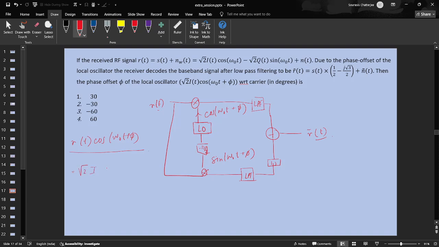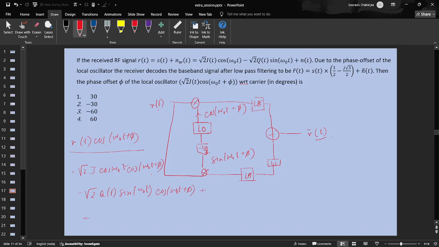Root 2 I(t) cos omega naught t cos omega naught t plus phi minus root 2 Q(t) sin omega naught t cos omega naught t plus phi. I am ignoring the noise part because it doesn't really carry information.